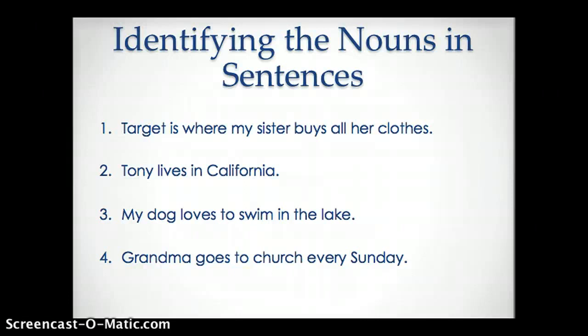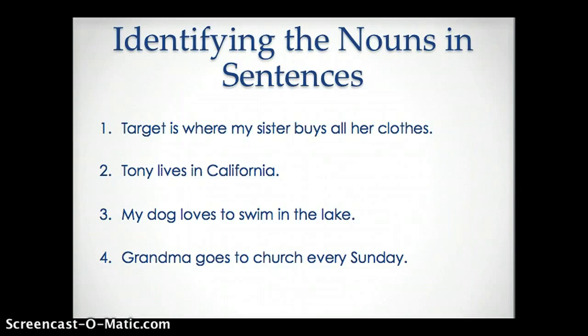Can I have another volunteer for this next sentence? My dog loves to swim in the lake. Circle the nouns in that sentence. The student would circle dog and lake. Dog is a thing and lake is a place. So those are the two nouns in that sentence.